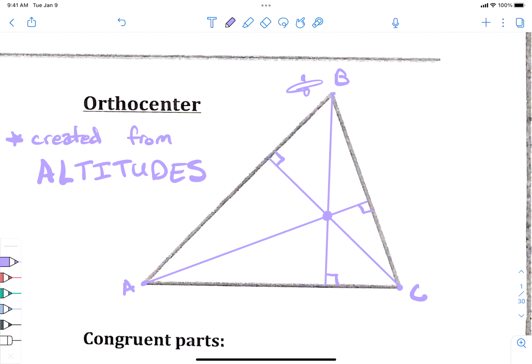That's the orthocenter, where they all three connect. Okay, you're making them at a 90-degree angle with all of the sides.